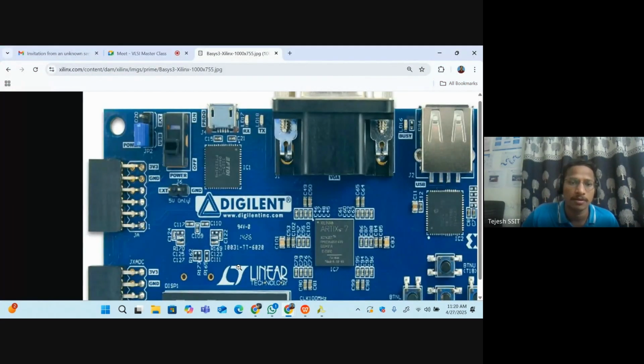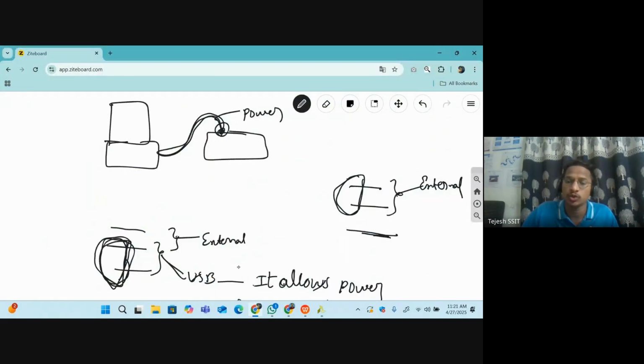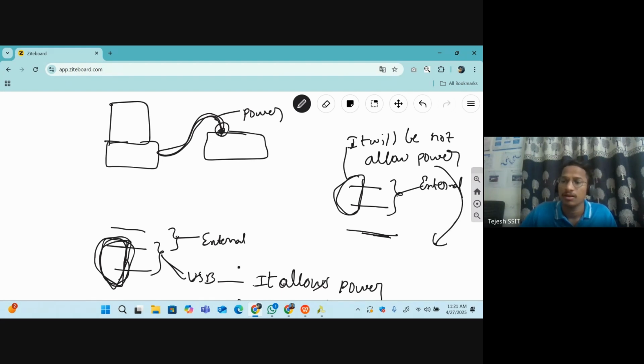Here we can connect the jumper with these two pins. I'm saying this one. The JTAG will not allow the power. I will write these points. It allows the power, so we can choose the external. It will not allow the power by JTAG cable.